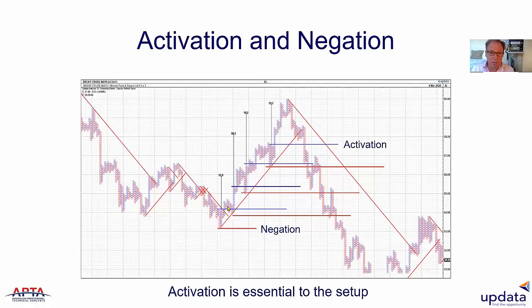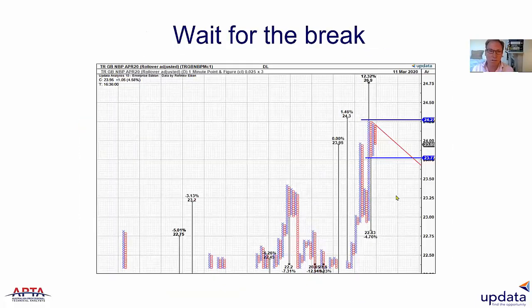So activation is when we then move above the top of the column where the target was given. So we've got to pull back, and then we're going to go higher. And negation, and this is something not often talked about, is where you move back below the level at which the thrust was given. If you move back below that level, all bets are off. The bulls were wrong, and so that column, that target comes off the chart. It's negated. And activation is essential. If you don't actually move higher and activate the column, you could be just at resistance, and so the target is not clear.